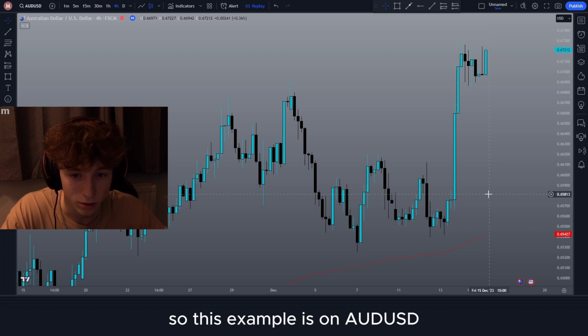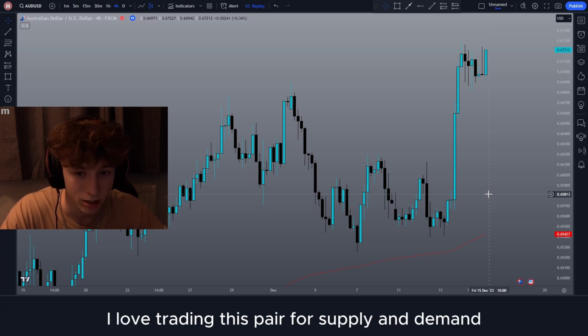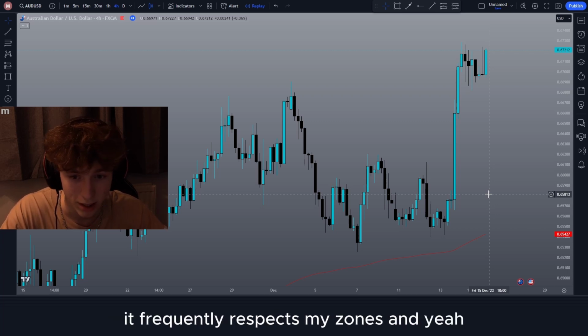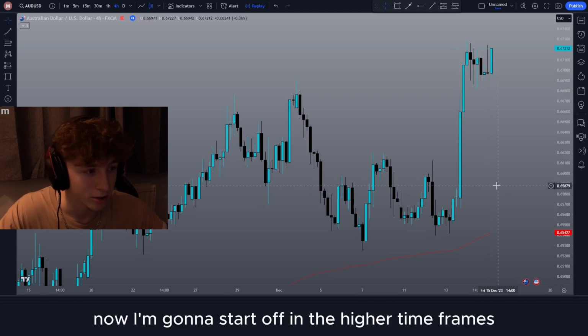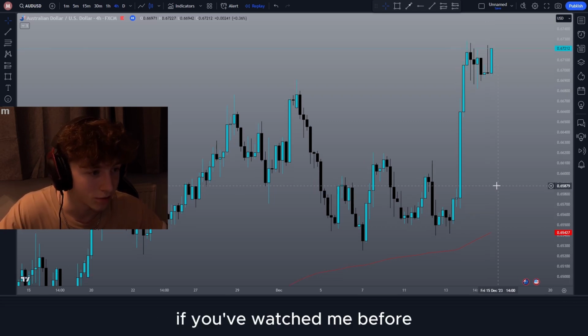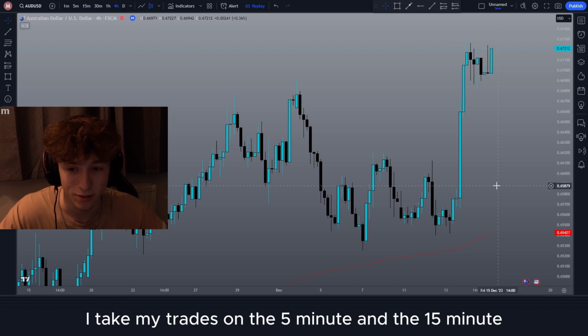So this example is on AUD. I love trading this pair for supply and demand. It frequently respects my zones and yeah, it's just amazing. Now I'm going to start off in the higher time frames. If you've watched me before, then you know I'm a scalper. I take my trades on the 5 minute and the 15 minute.